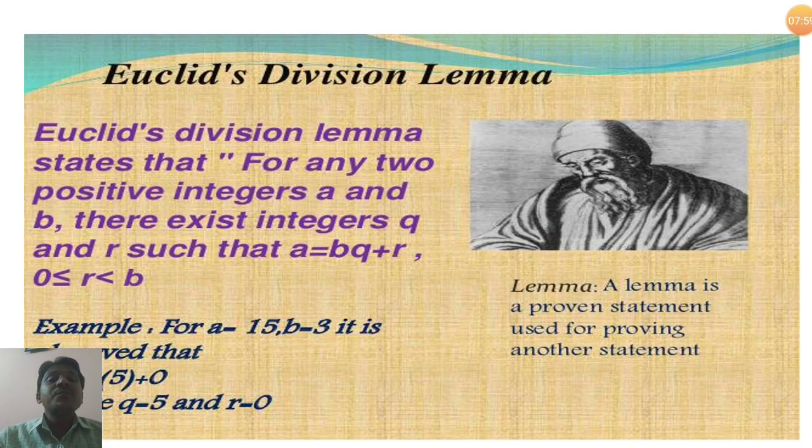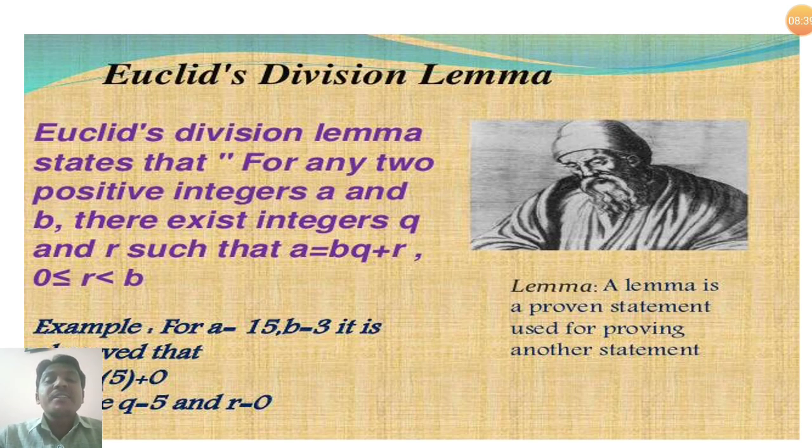Next, come to Euclid's division lemma. This is the first point in your class. You have to write real numbers, definition of real numbers. After that, write Euclid's division lemma in your classwork. Before going to the statement, what do you mean by lemma? It is given here, right side. A lemma is a proven statement. It is nothing but an already proved statement used for proving another statement.